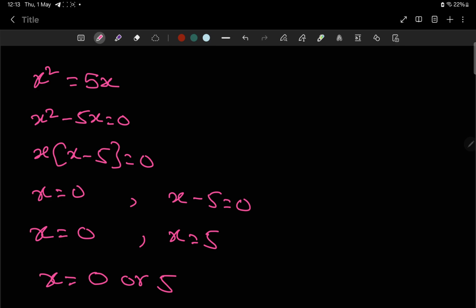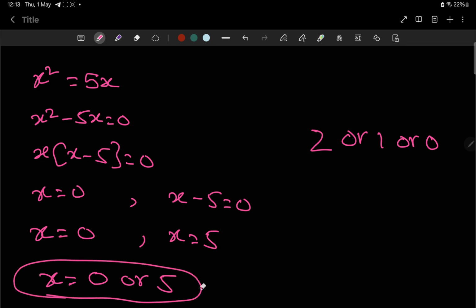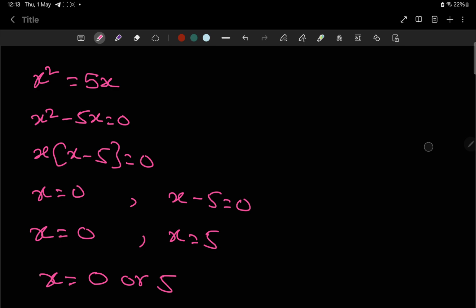For a quadratic equation, we will get the solution either 2 or 1 or none. We will get either 2 or 1 or 0. For most of them we will get 2 as the solution, but some get 1 or 0. So that's all. Thank you.